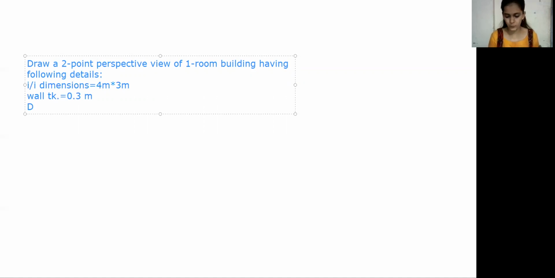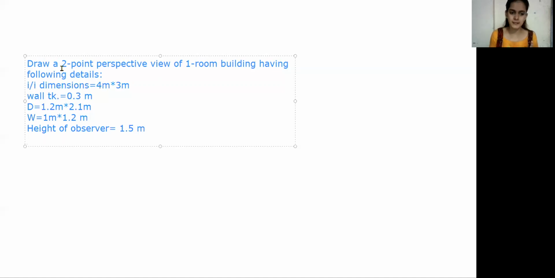For door and window, door equals to 1.2 meter by height 2.1 meter. For window, 1 meter by 1.2 meter. Another thing, height of observer. Let's take it 1.5 meter as it is average human height. Generally, we are the observers.